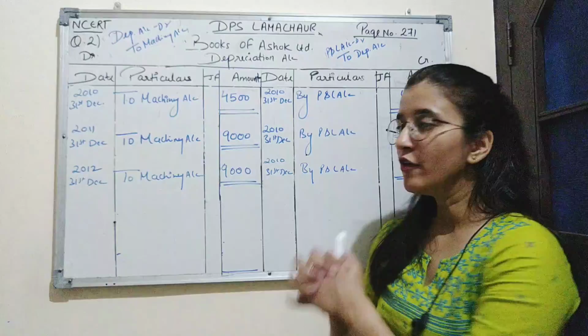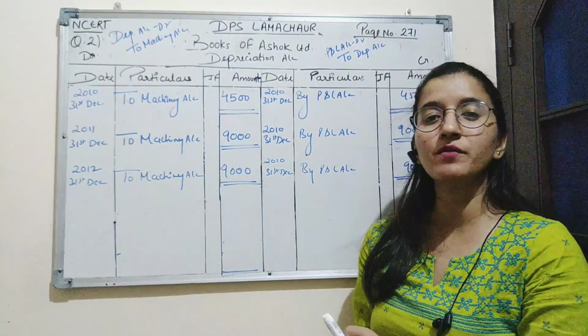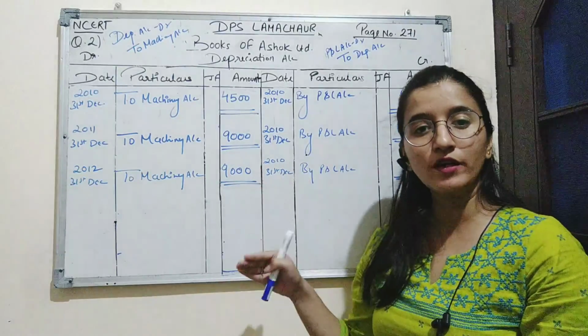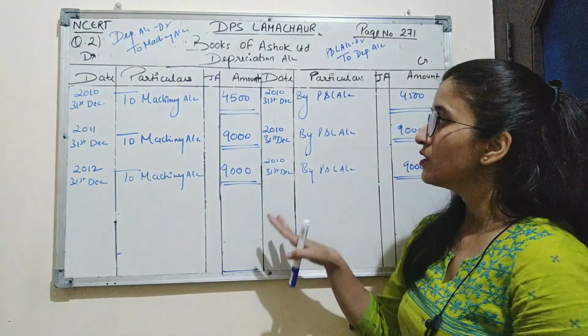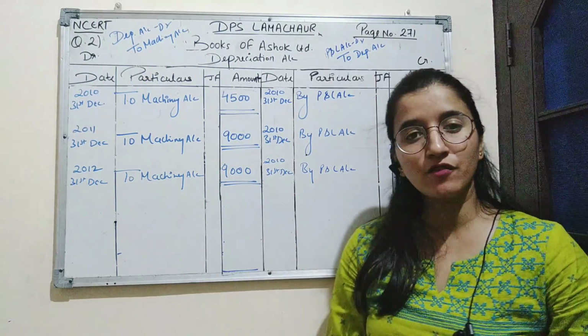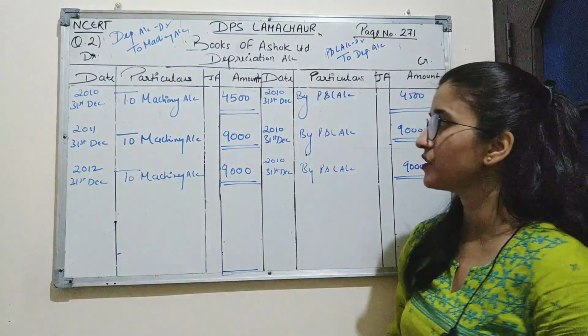So in this session, we have learned how to solve the question based on depreciation according to the straight line method. So this was question number 2 of NCERT. This is how the question is to be solved.